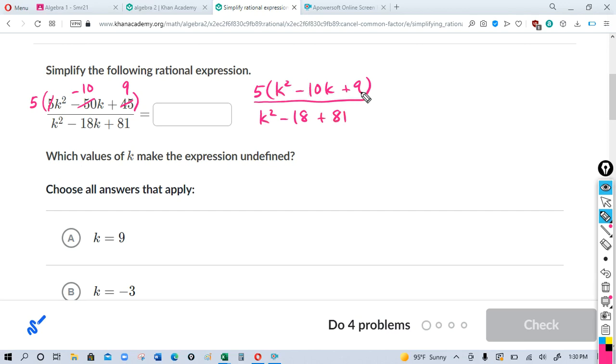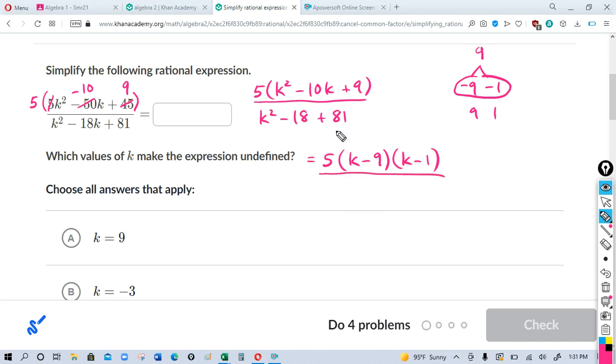All right, so let's see. Two numbers that multiply to 9 and add to negative 10. If we write out the factors of 9, negative 9 and negative 1, positive 9 and positive 1. Do any of these pairs add to negative 10? It's this right here. So we still have the 5, and this is going to be rewritten with the negative 9 and the negative 1. k minus 9 and k minus 1.